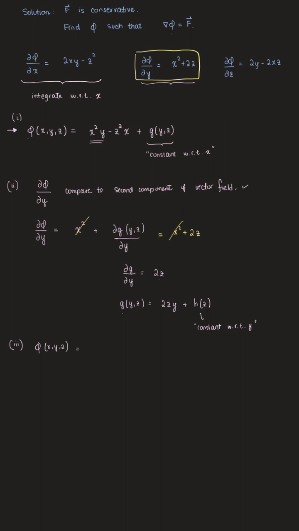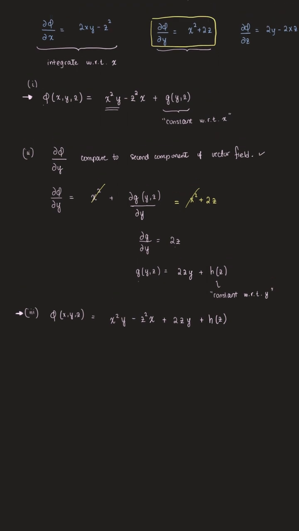We have our previous terms, the x squared y minus z squared x plus g of yz, which we know is 2zy plus some function of z. All right, there's our second candidate, right? We're refining our phi by using the partial derivatives of each component.